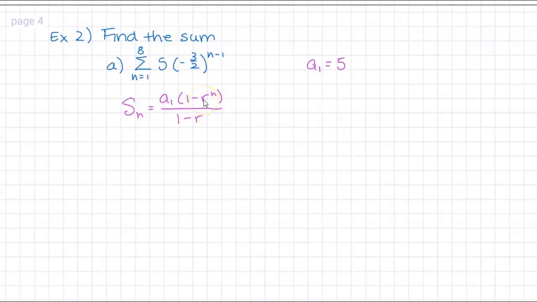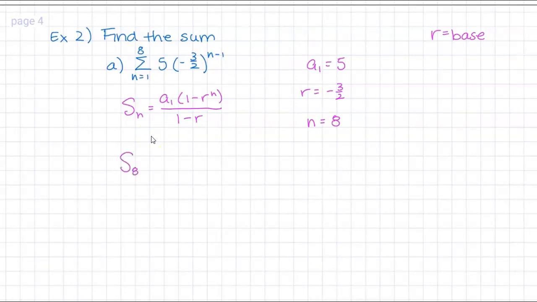r is easy to spot. r is always your base. Because remember, r is the thing you're multiplying by each time, and the base is the thing you're multiplying by each time. So just look at your base. Your base is negative 3/2. Yay. So now we're ready. We can just go ahead and plug in. Oh, how many terms are there? We need one more thing. We need what n is. Well, the number of terms from 1 to 8 is 8. So now we can plug in.